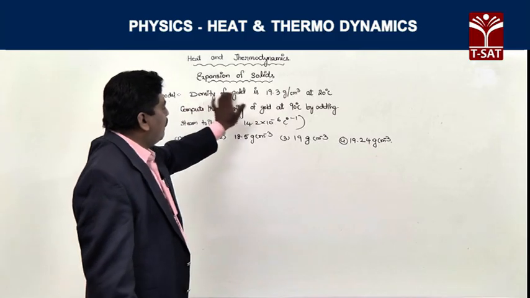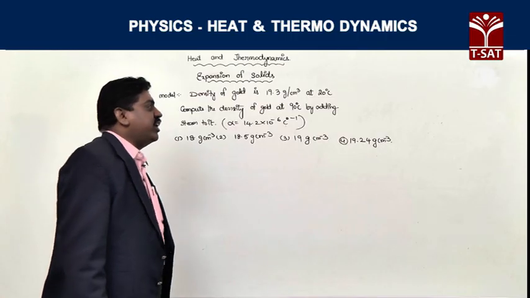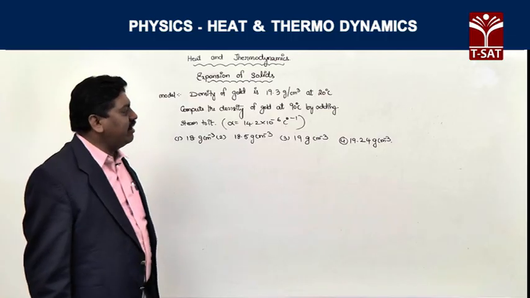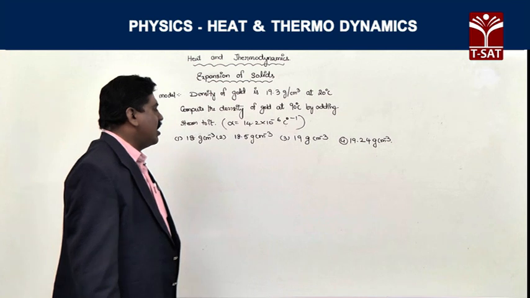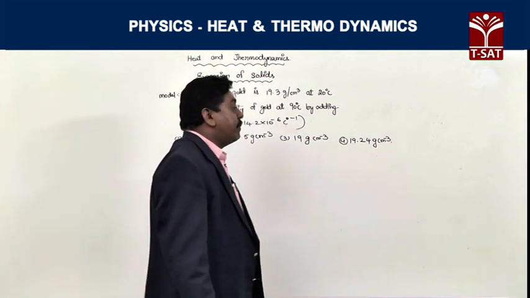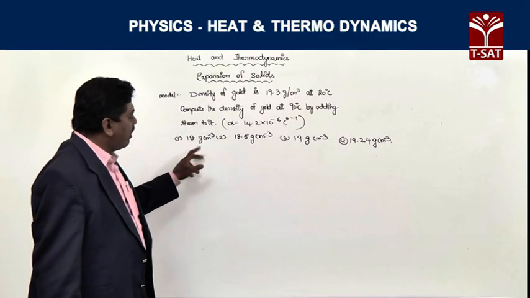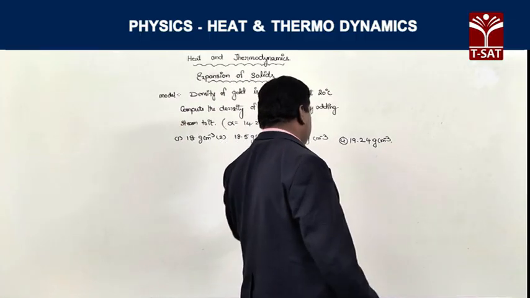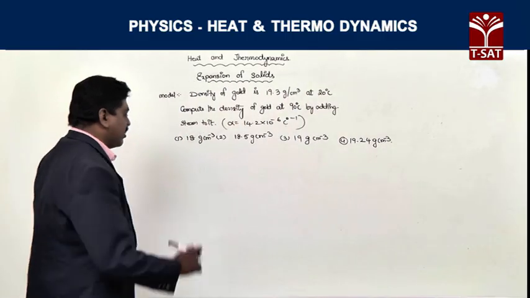Now, let us have a model upon the previous formula which we have got, in which we say: density of gold is 19.3 gram per cubic centimeter at 20 degrees Celsius. Compute the density of gold at 90 degrees Celsius, and we are given alpha equals 14.2 into 10 to the power of minus 6 per degree Celsius. The options given are 18 gram per cubic centimeter, 18.5 gram per cubic centimeter, 19 gram per cubic centimeter, 19.24 gram per cubic centimeter.